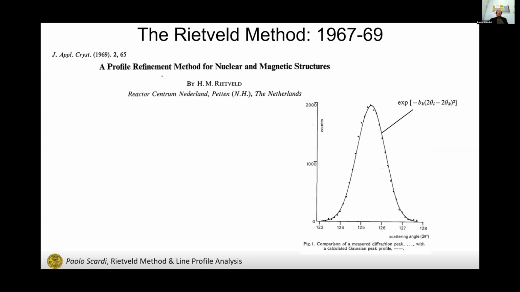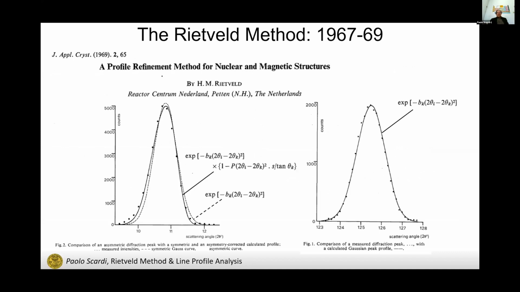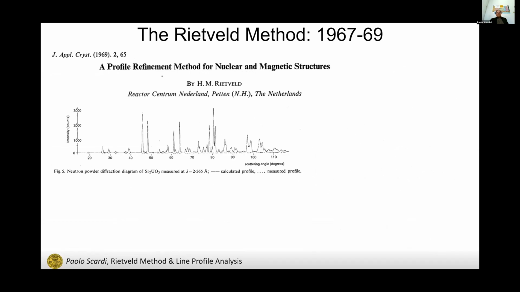Two years later, Rietveld already described how the analytical profile could be corrected to model the asymmetry of low angle reflections by introducing this parabolic correction term. And as you see, he showed an entire pattern refined with this method, demonstrating in numbers an advantage in the statistical quality of the result over the use of integrated intensity, which was, let's say, the paradigm at that time, as well as an excellent agreement with single crystal results.